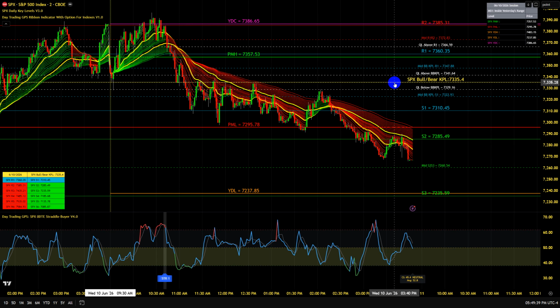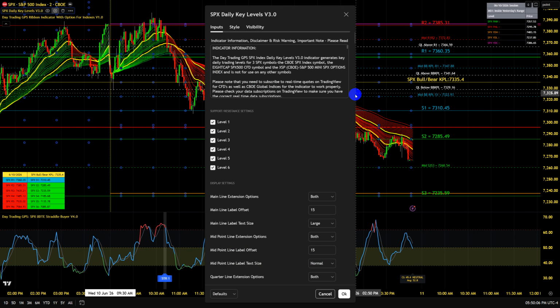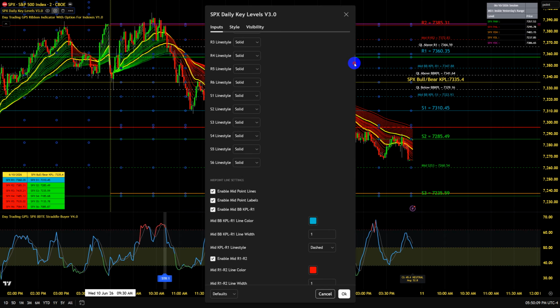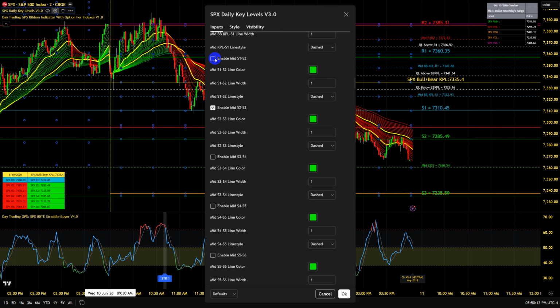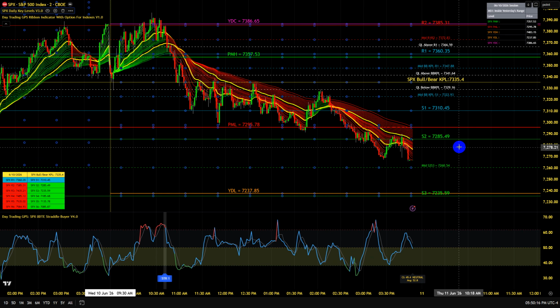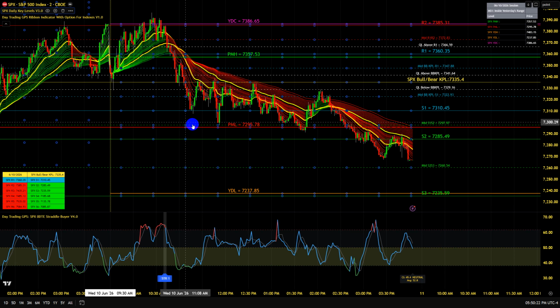On this particular trade here, bearish trade off the bull bear KPL, then you have the QL above the BBKPL for the tight stop loss, or the mid BBKPL R1, that's the first midpoint above for your standard stop loss. And on that trade, you have the 1.5 level move down to mid S1 S2. We'll go ahead and just turn that on real quick so you can see that. So that's going to be here.